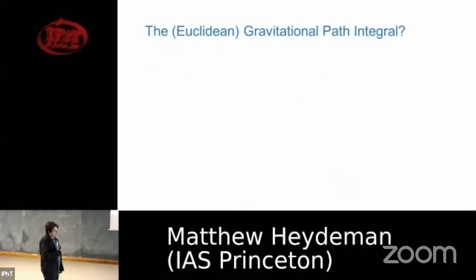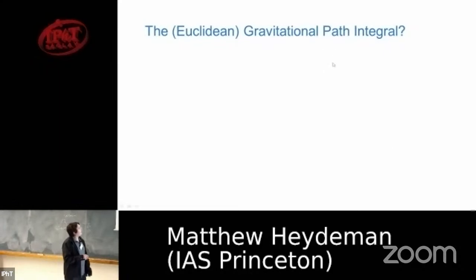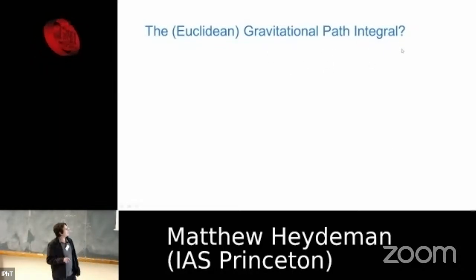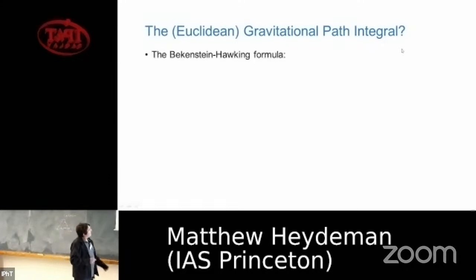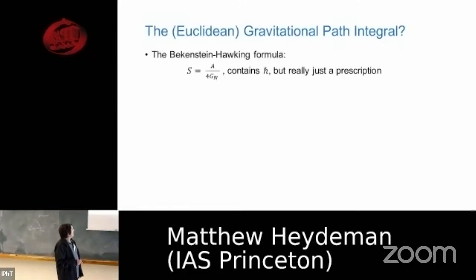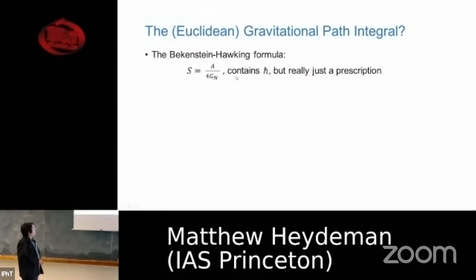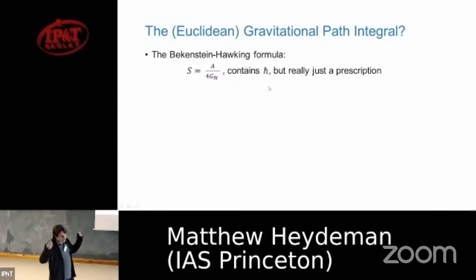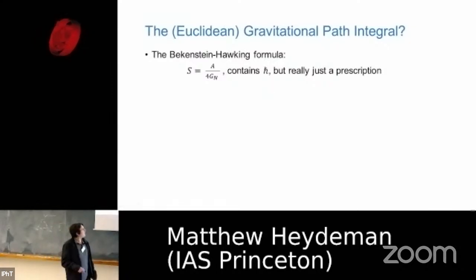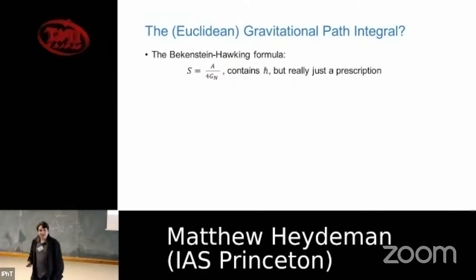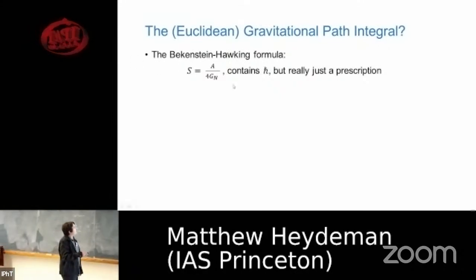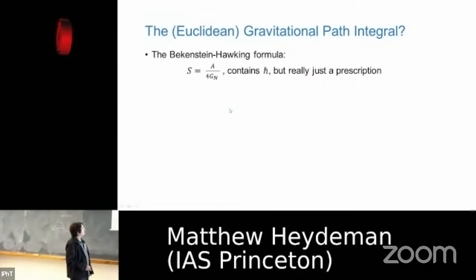So, the Euclidean gravitational path integral. Depending on who's seeing this talk, this question mark may or may not be here. For this audience, the question is there because, as we all know, there's this famous statement that you assign to a Schwarzschild black hole an entropy proportional to the area. It contains h bar, so it's clearly counting something quantum. But at this level, this is just a prescription to declare that a black hole has this entropy, or to compute a semi-classical temperature and say that it corresponds to this entropy.